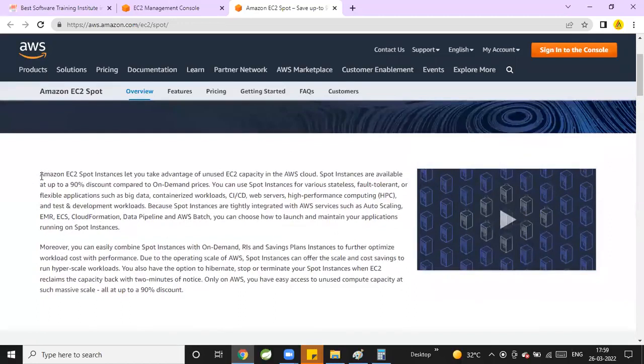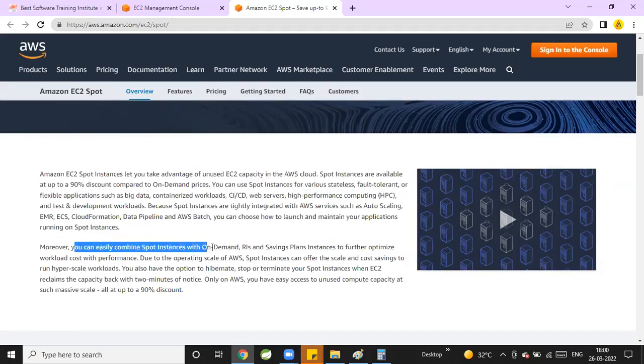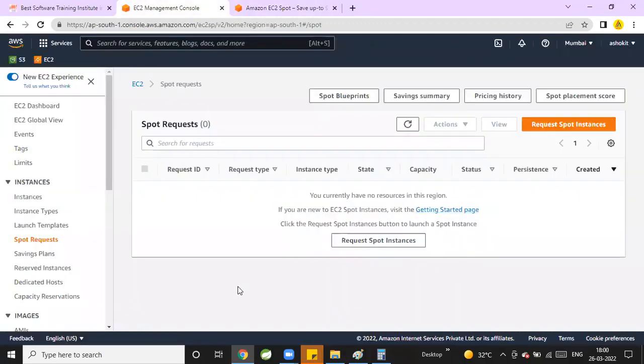You can read this. Amazon EC2 spot instances let you take advantage of unused EC2 capacity in the AWS cloud. Spot instances are available at up to 90% discount compared to on-demand prices. You can use spot instances for various stateless, fault-tolerant, or flexible applications such as big data, workloads, CI/CD, and all. Moreover, you can easily combine spot instances with on-demand instances, RIs and saving plan instances to further optimize workload cost with performance. If you want to save your money, you can opt for spot instances. Whenever the spot instances are available, AWS is going to provide you those instances.